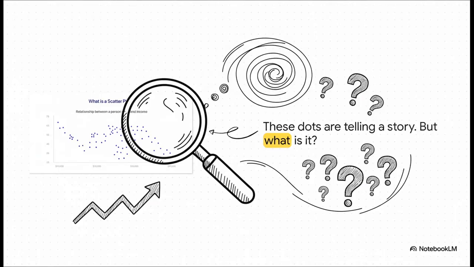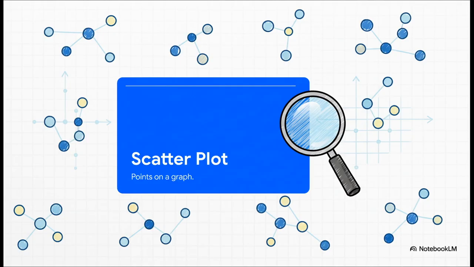At first glance, it kind of just looks like a random mess of points, right? But believe it or not, there's a story in there about the relationship between a person's age and their income. There's a pattern, a hidden message. But what is it? What you're looking at has a name. It's called a scatterplot, and the definition is actually wonderfully simple. It's literally just a collection of points on a graph.